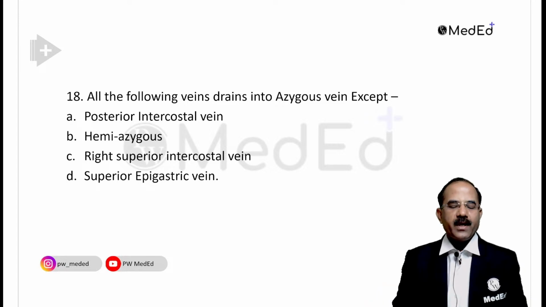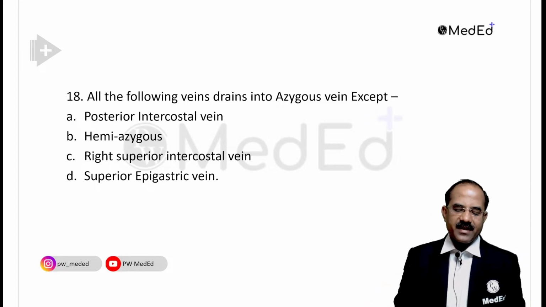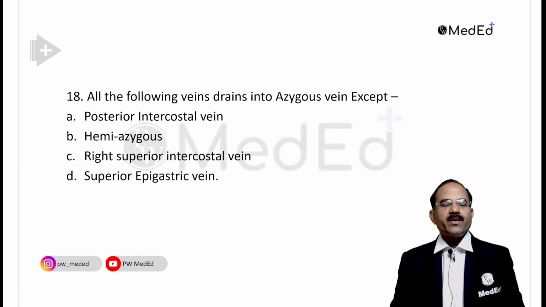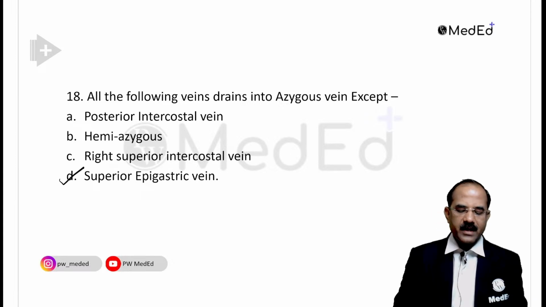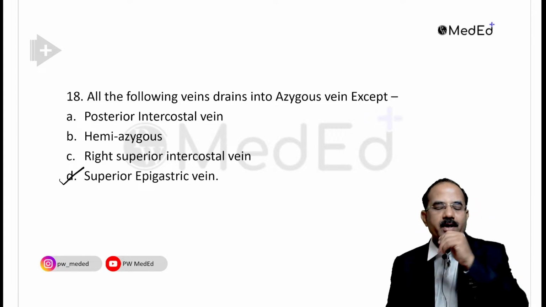Superior epigastric vein. Very good, Khan. Very good to all of you. So the answer is superior epigastric vein. This is a very, very important MCQ.